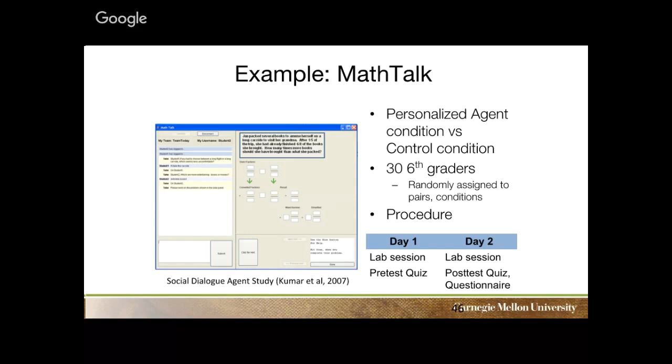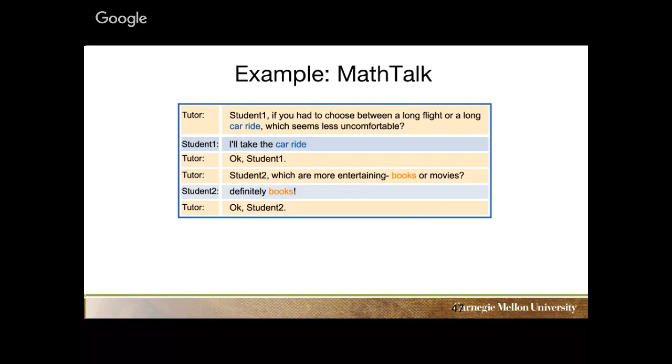In one condition, it was a personalized agent. What we meant by personalization in this study was that in between problems, and completely irrelevant to the math content, the agents would ask the students some personal questions. Here's what that interaction looked like. You can see there's no math content being exchanged here. The agent would just ask one student something like, would you rather have a long flight or a long car ride? And the student answers, and then to the other student, do you like books or movies? And then they would pick one. It was a different pair of questions between every math problem.